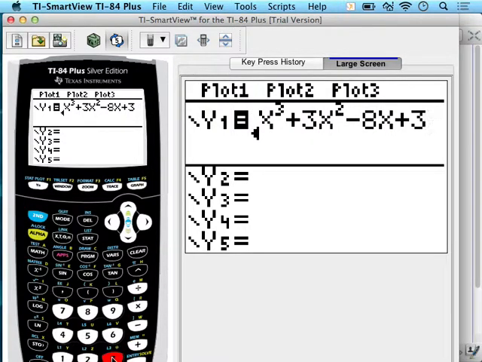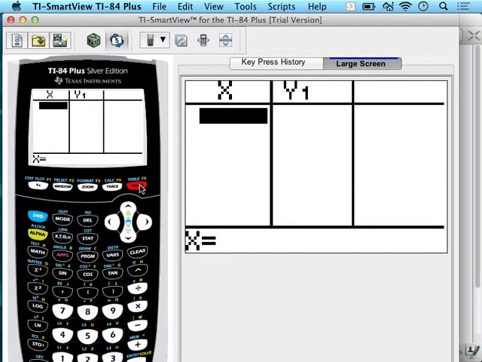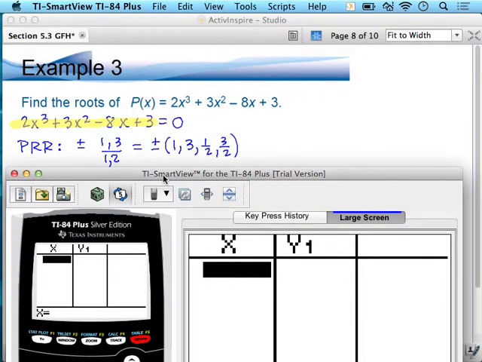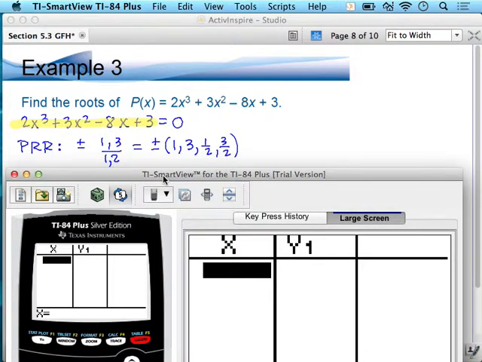Once we're sure that we have everything typed in properly, we're going to go to the table, which is the second graph button. Right now my table is empty, so I want to put some values in there. And we know the values I want to test are positive and negative 1, positive and negative 3, positive and negative 1/2, and positive and negative 3/2.